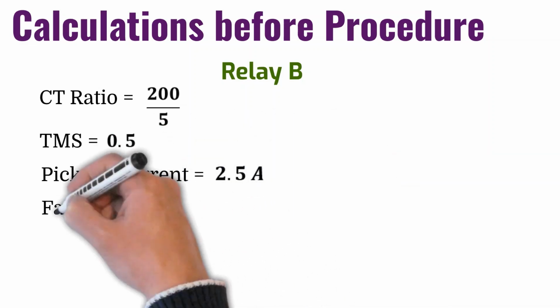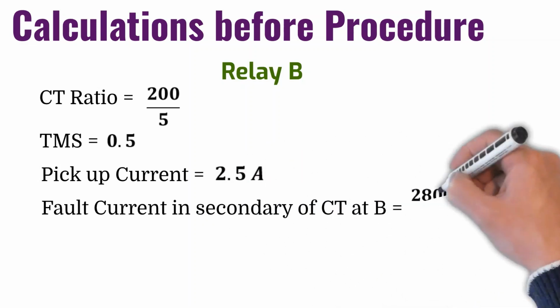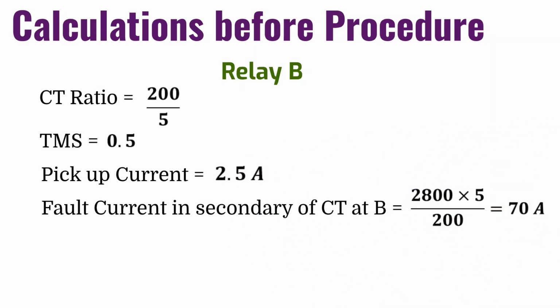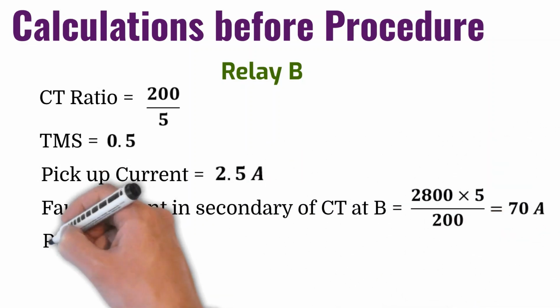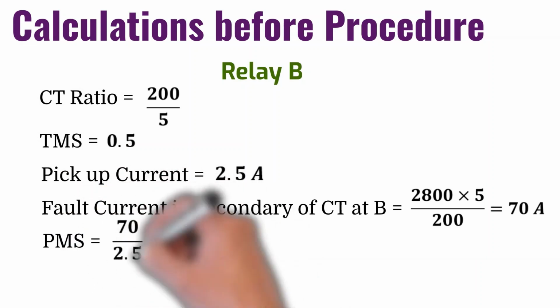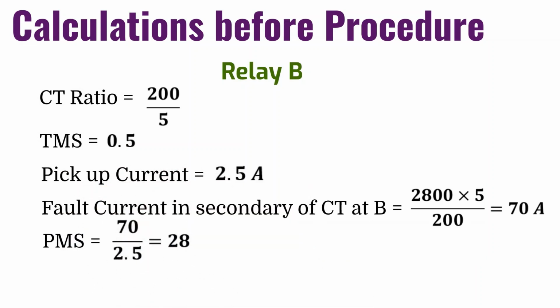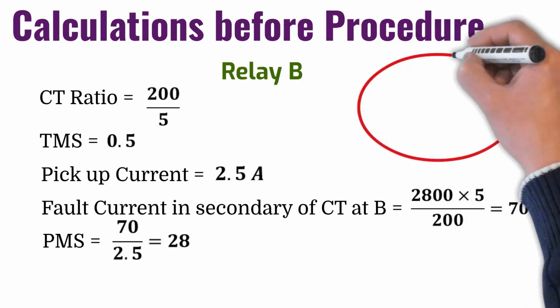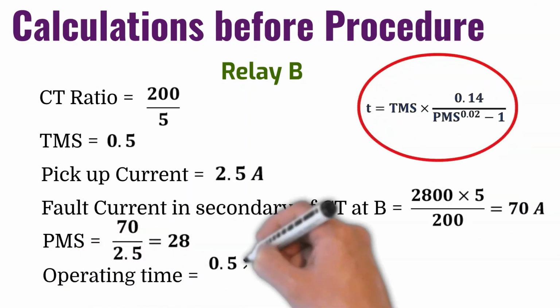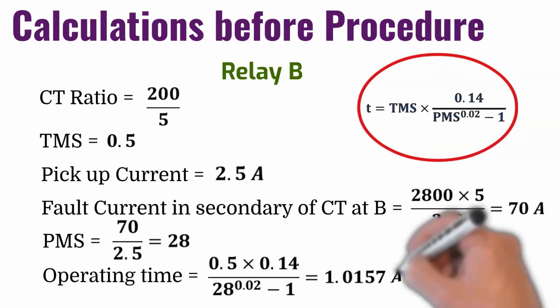Since we know the CT ratio, we can find the fault current at relay B. Then, using that value, we can find the PMS of relay B. Then, using this equation, we can find the operating time of relay B.